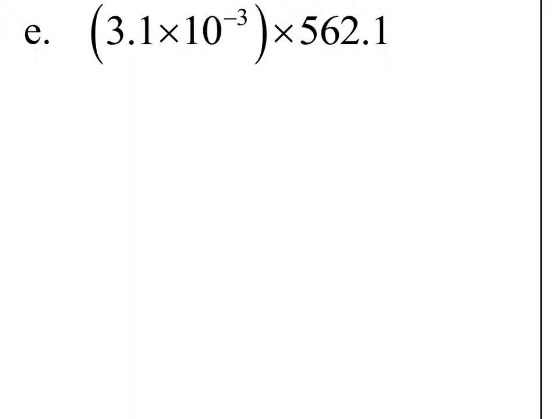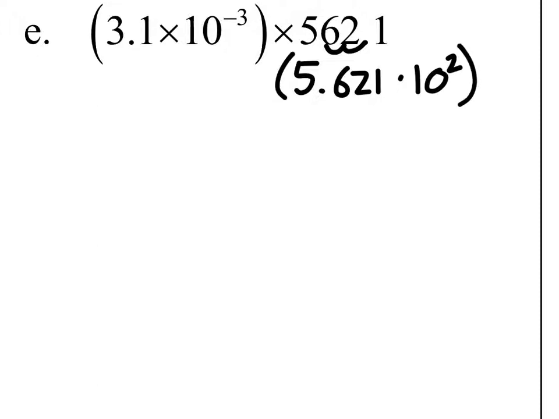Alright, on this one, E, we got 562.1. That is not in scientific notation, but we can easily change it into scientific notation. 5.621, and this would be multiplied by 10 to the power of negative 2. Alright, so I got 3.1 times 10 to the power of negative 3 times this.